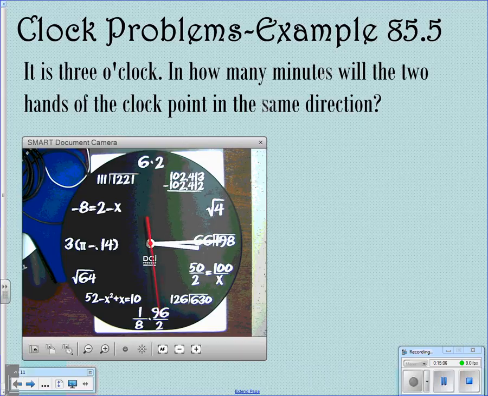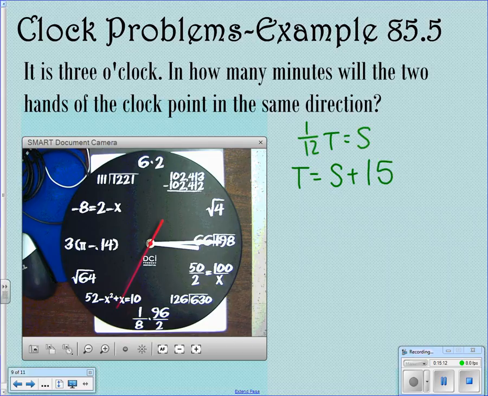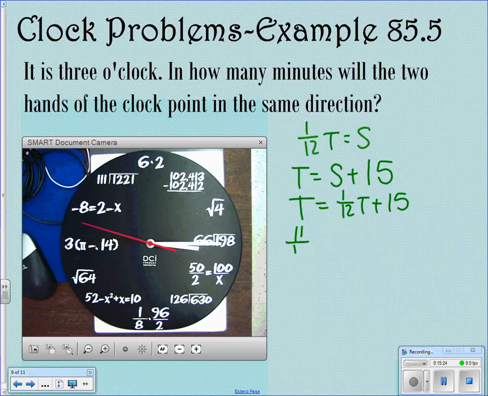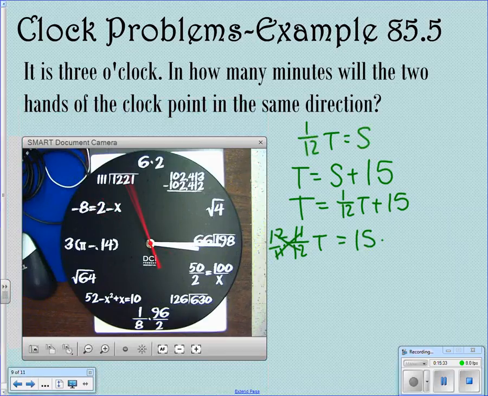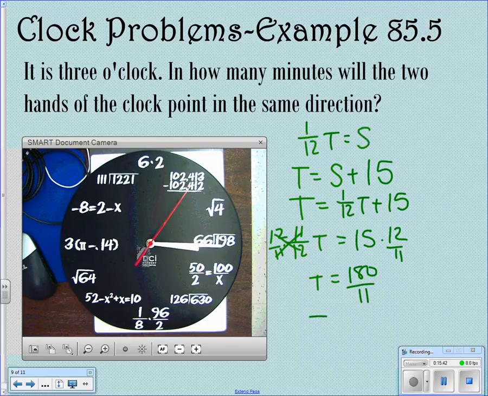We're going to have 1 over 12 t equals our spaces, and then t equals the spaces plus 15, because it was going to be 15 minutes, but that little hour hand just kept on moving. So we'll have t equals 1/12 t plus 15. T minus 1/12 t is 11 over 12 t equals 15. So multiply by 12 over 11. And so your time, 12 times 15 is 180 over 11. And so if you write that as a mixed number, you're going to have 16 and 4/11 of a minute.